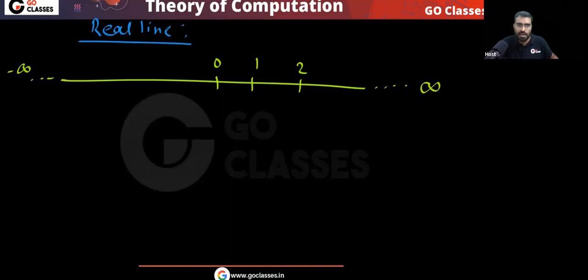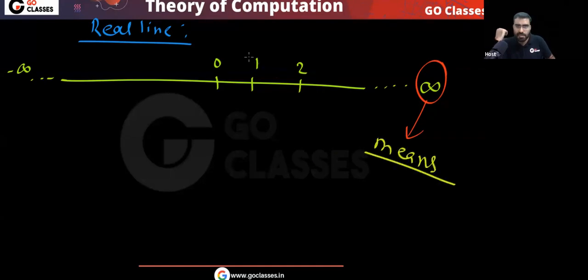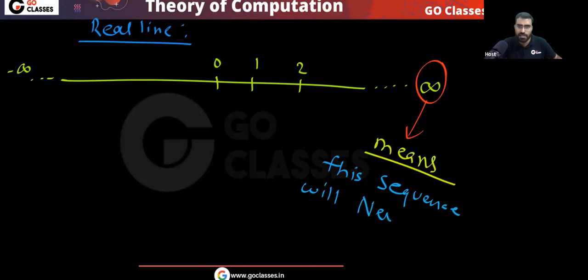Now on the real line, remember, when we write like this it does not mean that this is some end point. Some people think that this is the last point, like a final destination. Yes or no? This is not a final destination. Actually, what this means is that this sequence will never end. Is this point clear?